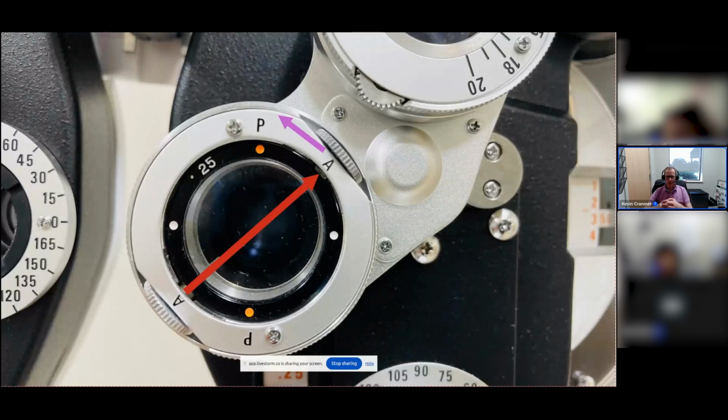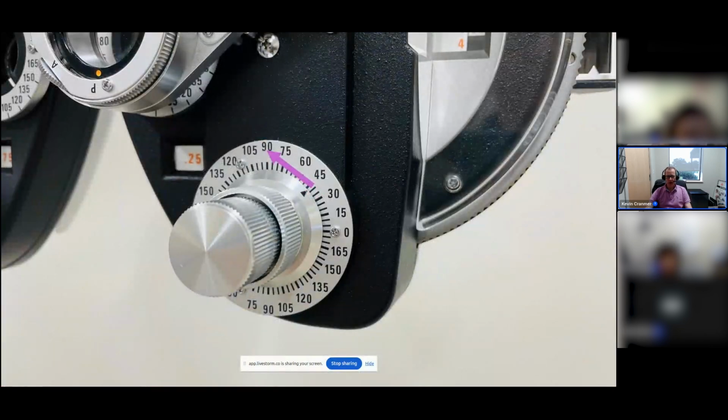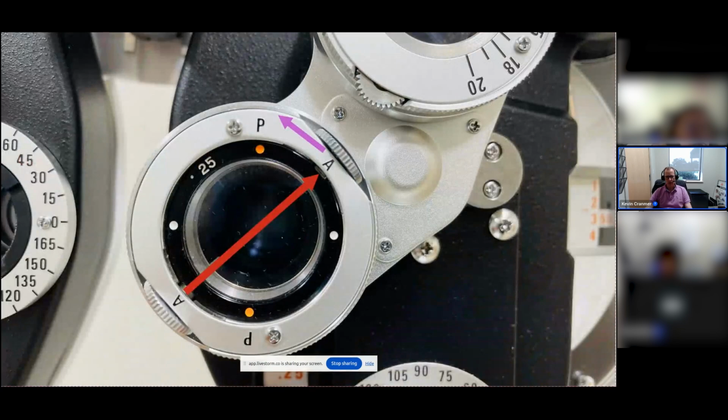So here, because we're using minus cylinder, you can see that the little window has 0.25 in red. It's a minus cylinder phoropter. So we're going to go after the red dot. We flip back and forth. Patient says this is the clearest image they get. So now we're going to rotate the knob in the direction of the red dot. And here is the red dot, so we're going to rotate counterclockwise.